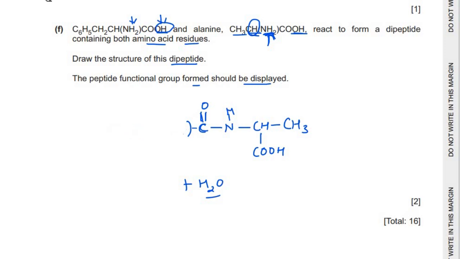So let me erase this out first. Let me draw the structure again because I am drawing the NH2 group in the branch here. So NH2 group in the branch here, and then we have the CH2 group also, and then the benzene ring, that is C6H5. So this is how I've drawn it: C6H5CH2CH with the NH2 group in the branch. The peptide functional group is drawn, fully displayed, and the remaining part is also shown. So here our question 8 ends, and then we are left with question 9 only.